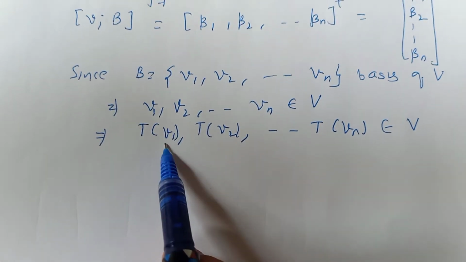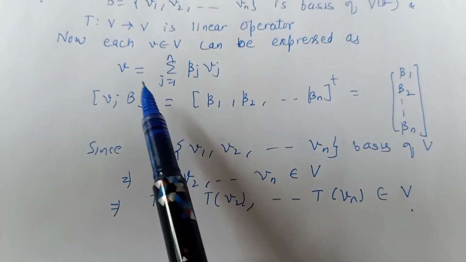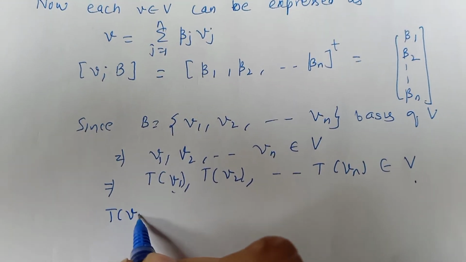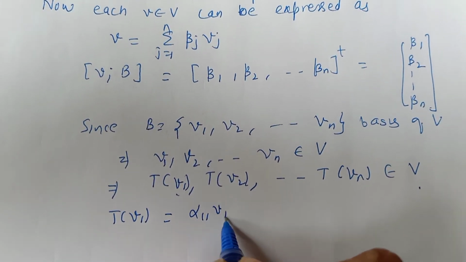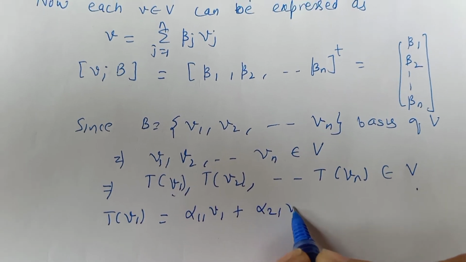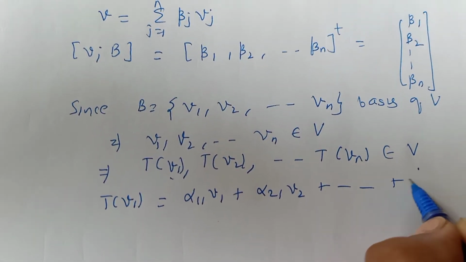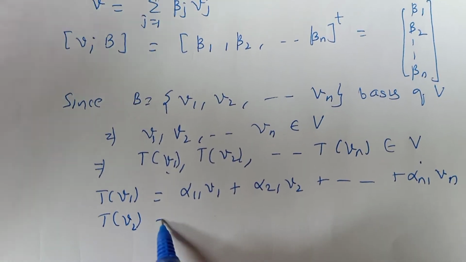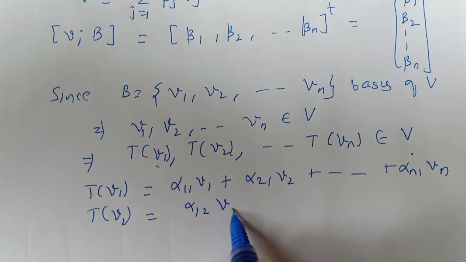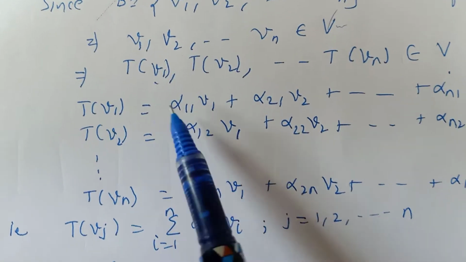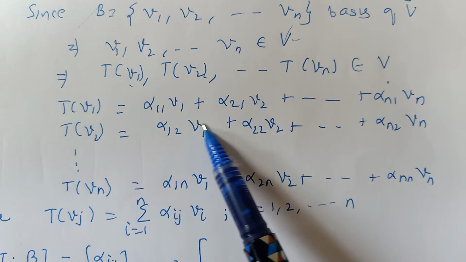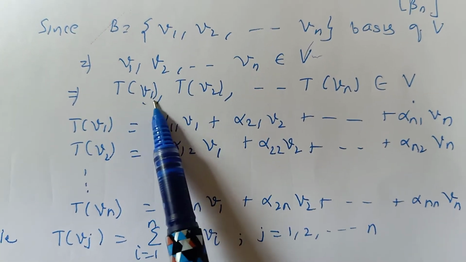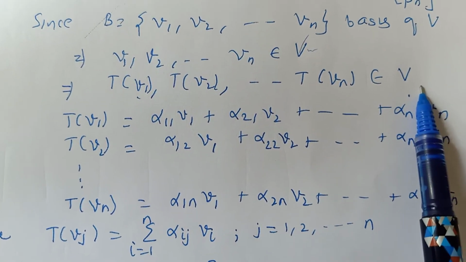Now since these elements are in V and this B is a basis of V, therefore each of these can be expressed as a linear combination of these basis vectors. So I am writing each one as a linear combination of basis elements. Alright. So I have written all the images of basis elements as linear combinations of basis elements, since these images of basis elements are actually in the vector space.